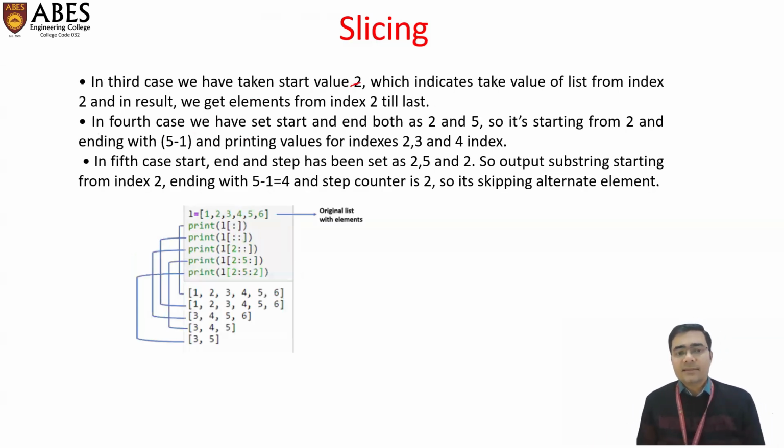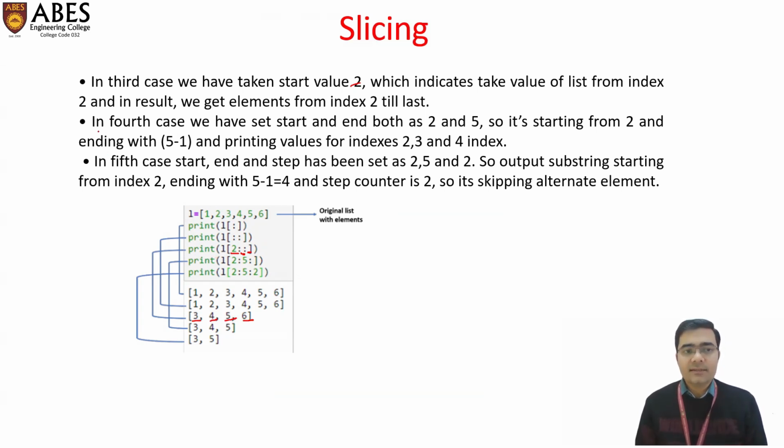Now in the third case you are only giving the start index value. We have taken start value 2, which indicates take values of the list from index 2, and as a result we get elements from index 2 to the last element, because here you are not using the end value and you are not using the step value. So by default the last value will be the last element of the list, and the step value would be treated as +1. So your answer will be 3, 4, 5, 6. It means it starts from index 2.